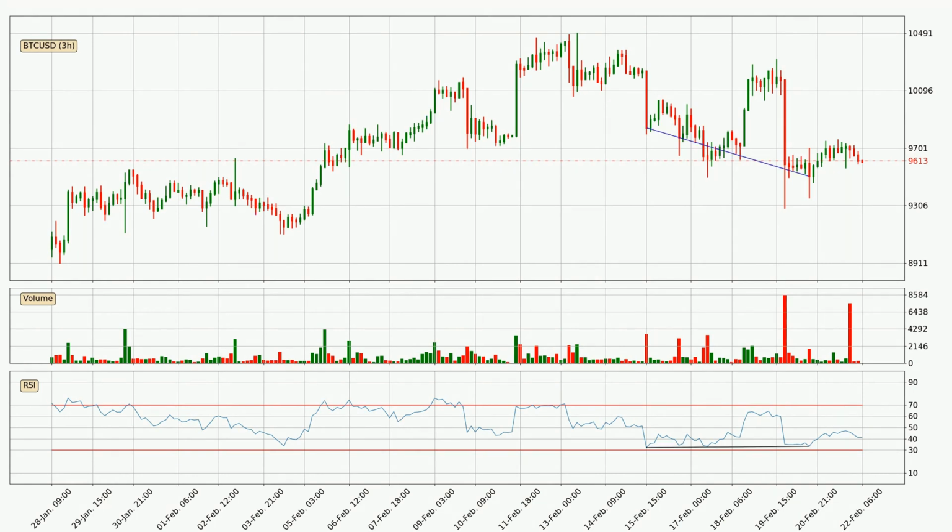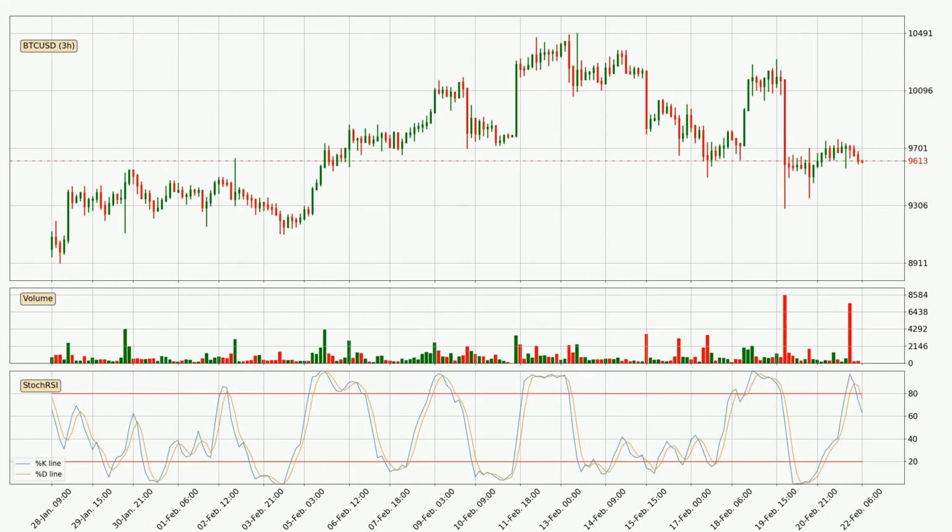Looking for divergence in the 3-hourly time frame, there is a bullish divergence, which means we can expect the price going up or at least to remain stable for some time. Jumping to the 3-hourly stochastic RSI, there are no signs of the stochastic RSI being oversold or overbought at this time, but the %K line is below the %D line, which means the current trend is on the downside.